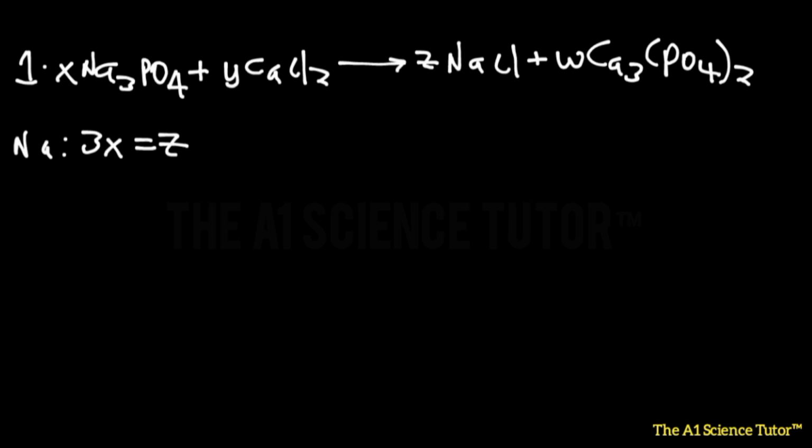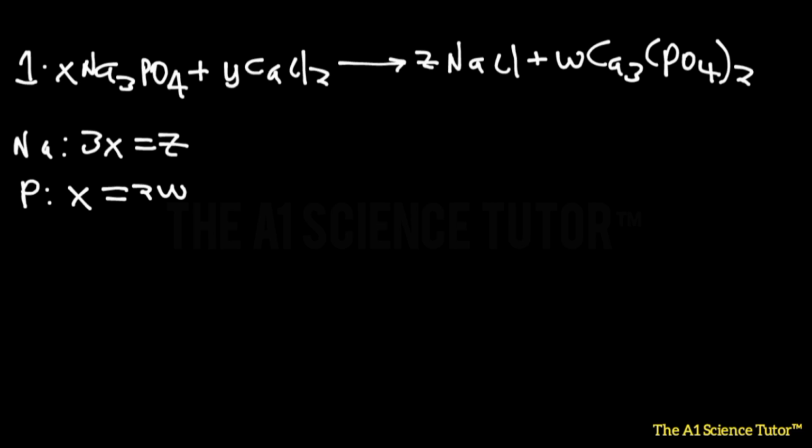Now moving on to phosphorus, we have just 1 atom of phosphorus from this molecule, but of course there are x moles, so this is equal to x on the left hand side. On the right hand side, we have 1 atom of phosphorus, and this whole group is multiplied by 2. So that would in effect be 2 atoms of phosphorus, multiplied by w moles, which gives 2w. That is the equation created by phosphorus.